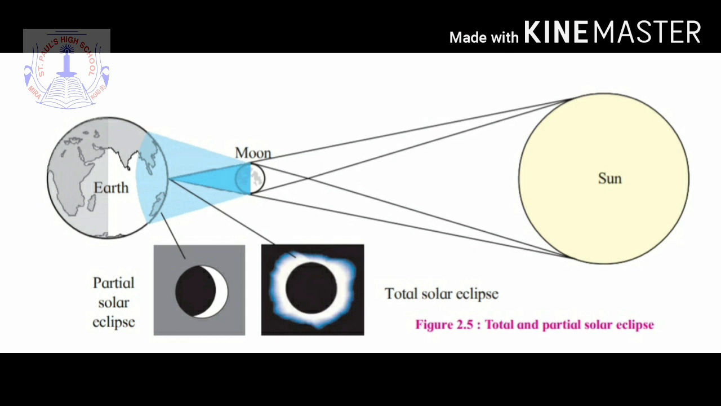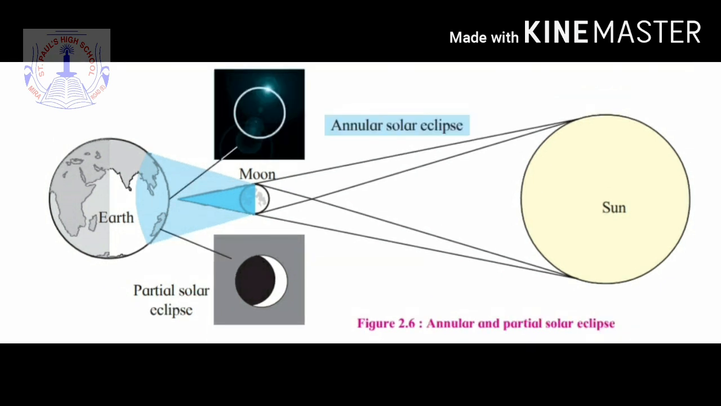This shadow is of two types. The central portion of the shadow is darker and the periphery is light. In the area of dark shadow on the earth, the sun becomes completely invisible. This condition is known as total solar eclipse. However, during the same period, at the places where the shadow is lighter, the sun disk appears partially covered. This condition is described as partial solar eclipse. Total solar eclipse is seen in a very limited region of the earth.